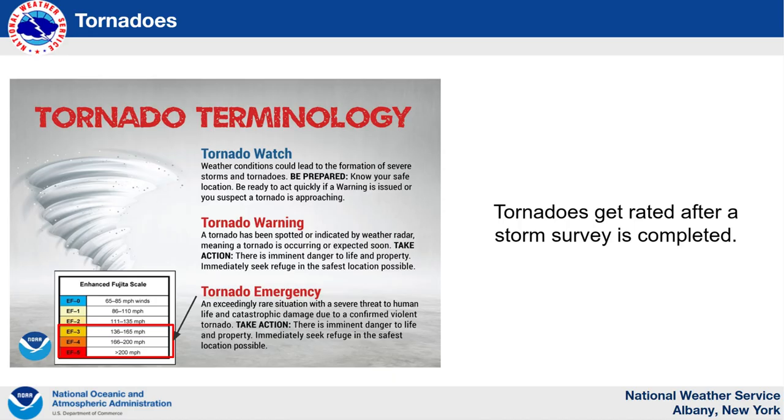And then a tornado emergency is kind of like the worst kind of situation and warning. It really is. It's an extremely rare situation with a severe threat to human life and catastrophic damage due to a violent tornado. Take action. There's immediate danger to life and property. Immediately seek refuge in the safest location possible. When we're talking about a tornado emergency, it's usually associated with tornadoes in the Enhanced Fujita scale in the EF3 to 5 range. Tornadoes get rated with a storm survey after the event. Okay, and we'll talk about that briefly.